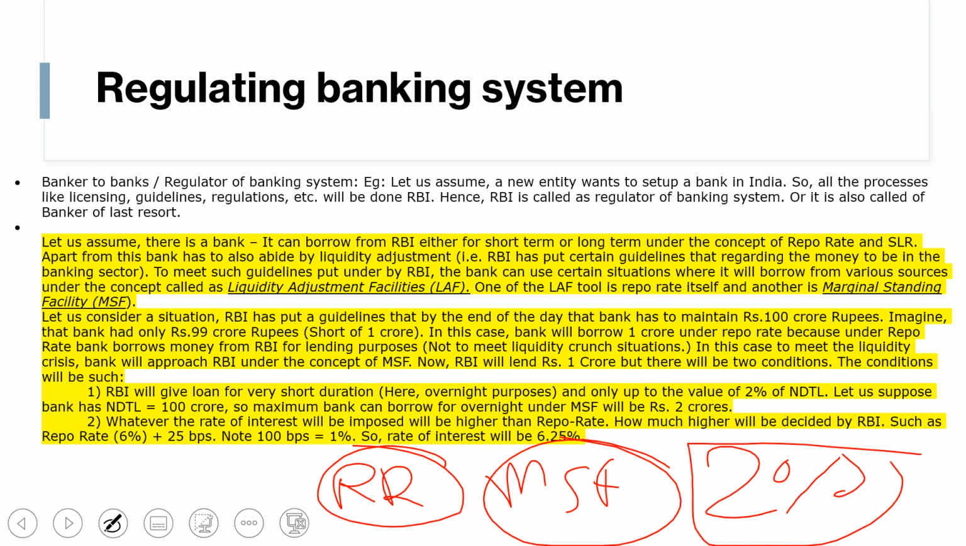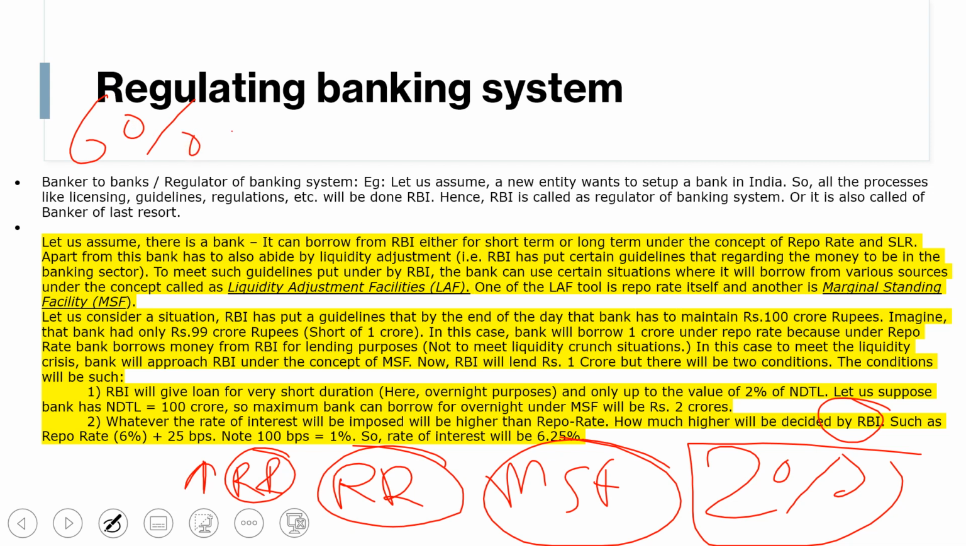Second case, whatever interest rate will be charged will be greater than the repo rate. If the interest rate were equal to the repo rate, what would be the difference between MSF and the repo rate? The difference is that in MSF the interest imposed is higher than the repo rate, and that higher rate is decided by whom? That will be decided by the RBI only. So suppose 6% is the repo rate.